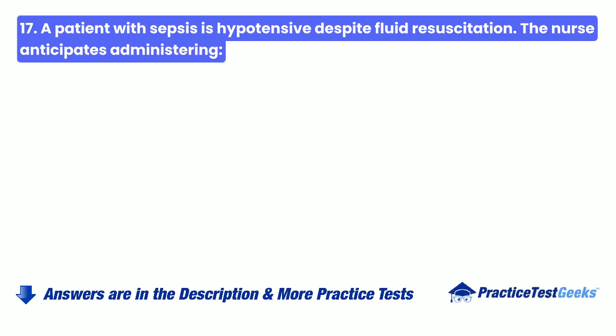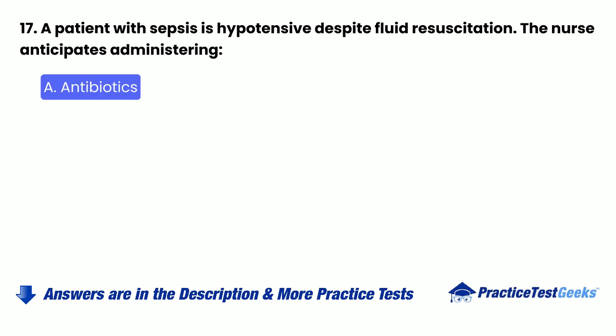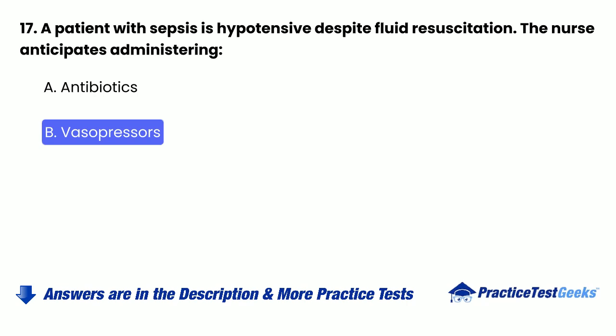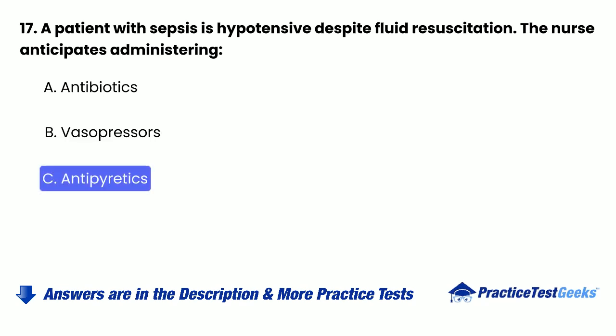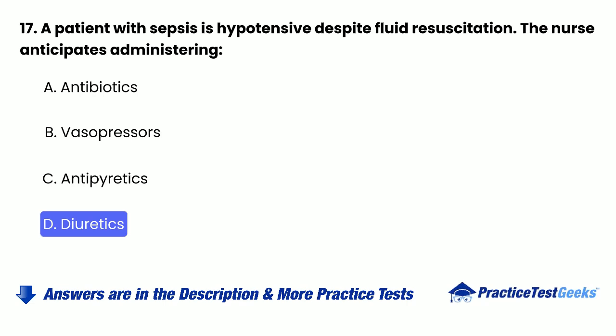17. A patient with sepsis is hypotensive despite fluid resuscitation. The nurse anticipates administering: A. Antibiotics. B. Vasopressors. C. Antipyretics. D. Diuretics.